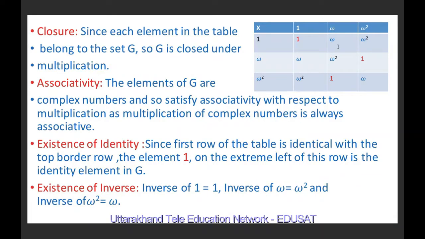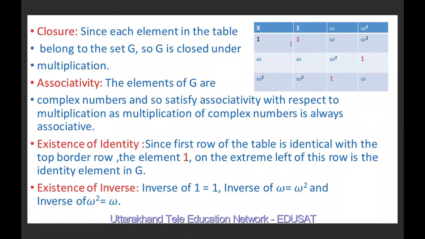To write the elements in the second row, we will multiply the top border row by the element of the left border row, which is omega. So omega into 1 is omega, omega into omega is omega square, omega into omega square is omega cube. Omega cube is equal to 1, so I have written 1 here.